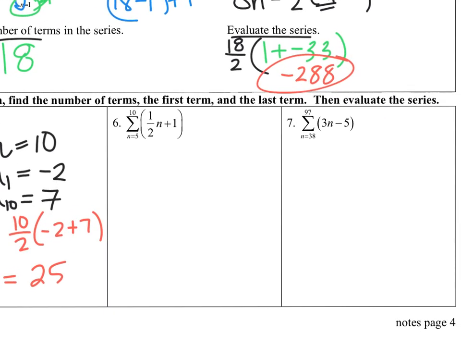Number 6, find the number of terms. So I do 10 minus 5 plus 1. So I get 6. So it has 6 terms. So n equals 6.